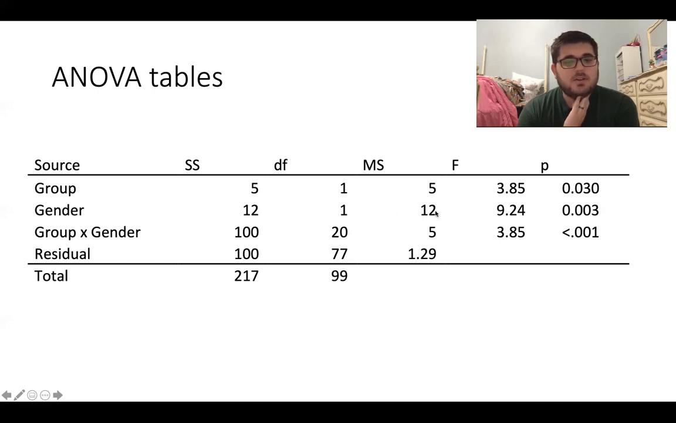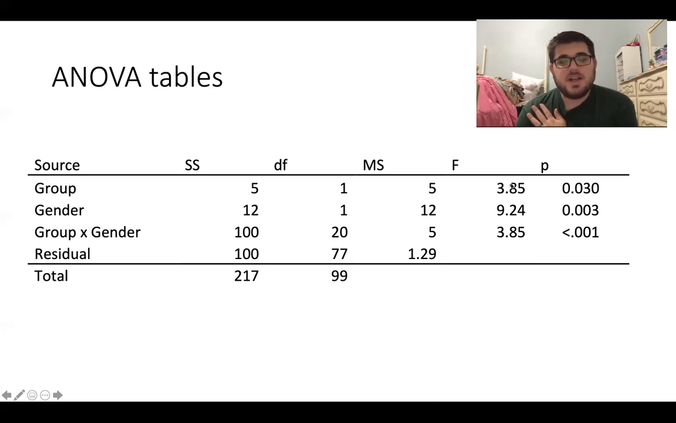The mean squares for gender is 12. You divide that by the residual, 1.29, you get 9.24. Divide 5 by 1.29, you get 3.85 again. Oh yeah, I know why it turned out different. I was kind of confused for a second. So that's what each of these F values says.